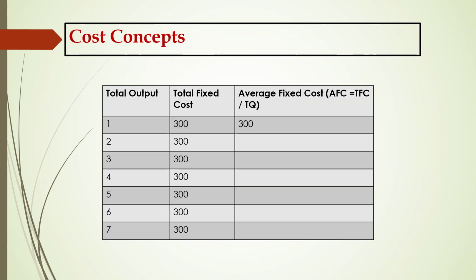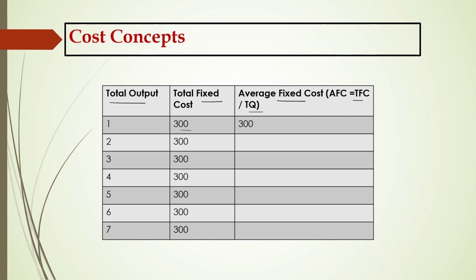We will understand this with the help of a table. So here you can see, very simple. In the first column it is mentioned total output, second column total fixed cost, and third column we have to calculate average fixed cost. The formula for average fixed cost is equal to total fixed cost divided by total quantity. So here you will see, when the output is 1, total fixed cost is 300. So what is the average fixed cost? 300 divided by 1 is 300.